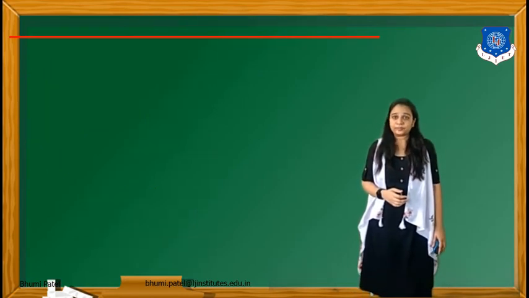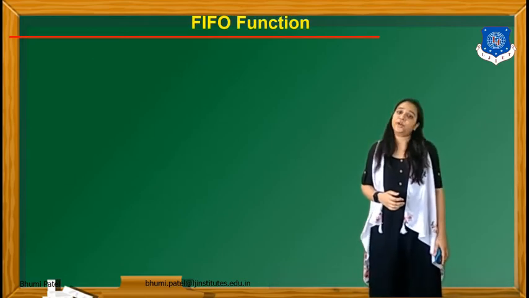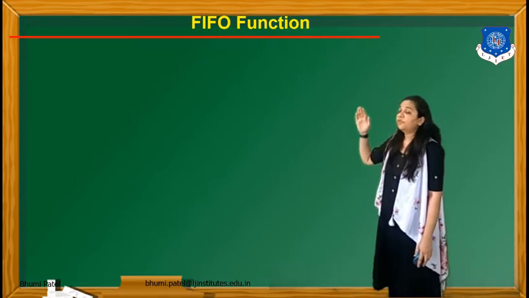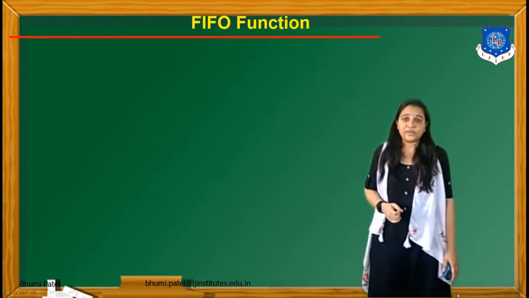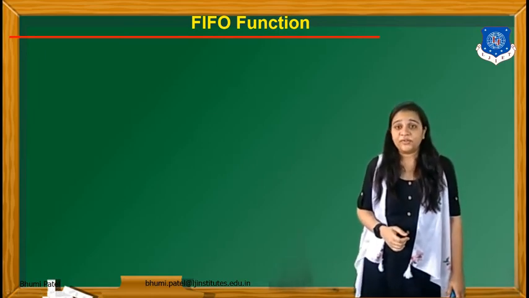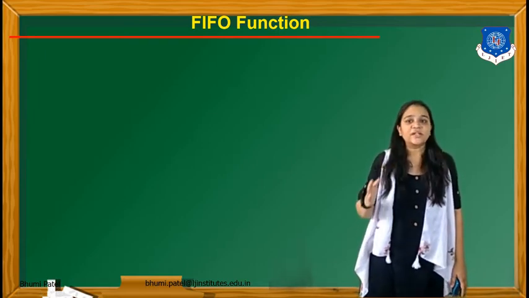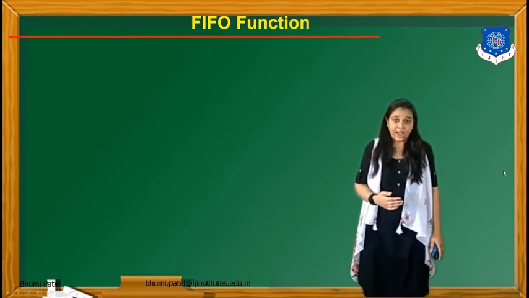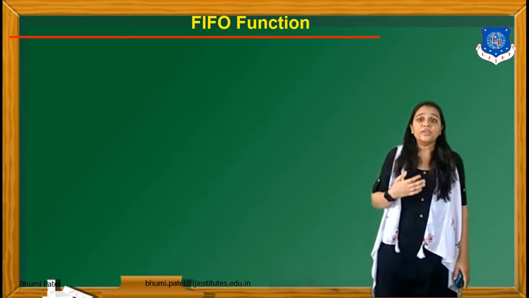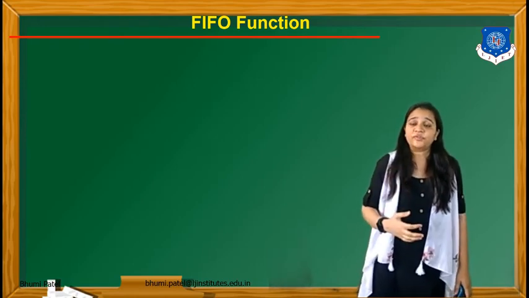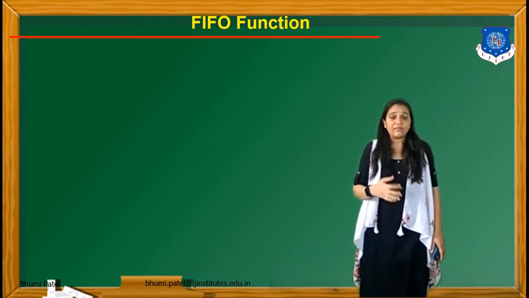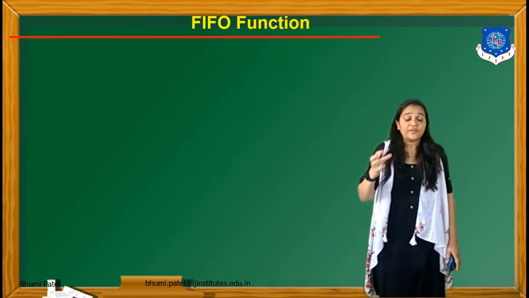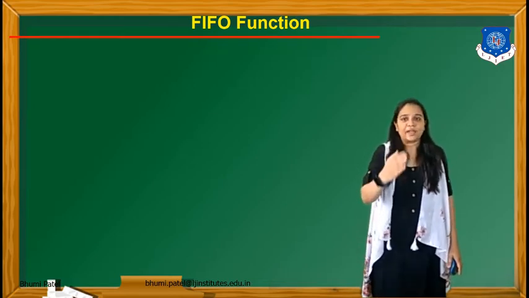Now the next and most important topic is the FIFO function. What is the full form of FIFO? FIFO means first in, first out. Whenever we shift, rotate or move data, we can apply the FIFO function. That means whenever data is transferred, the first data in is the first data out.